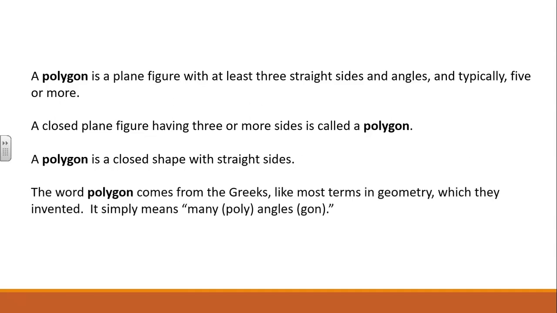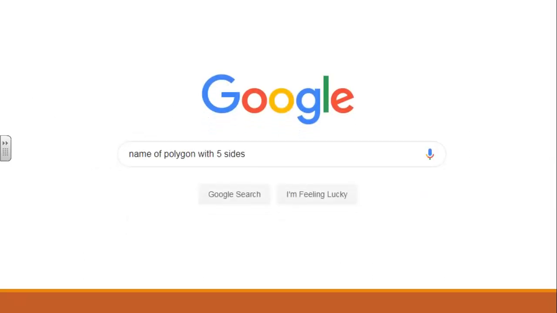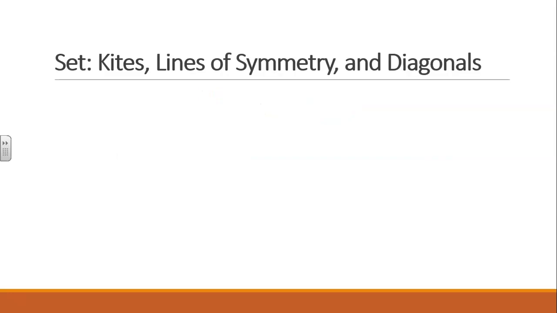The word polygon comes from the Greeks, like most terms in geometry, which they invented. It simply means many angles. A polygon is a closed plane figure bound by 3 or more line segments. We could continue to use search engines like Google to find the name of a polygon with 5 sides, and of course we would find that to be a pentagon.